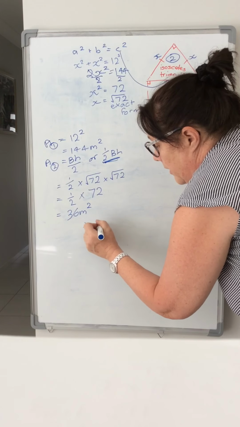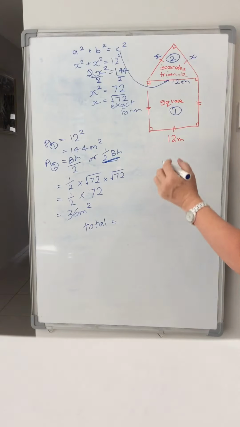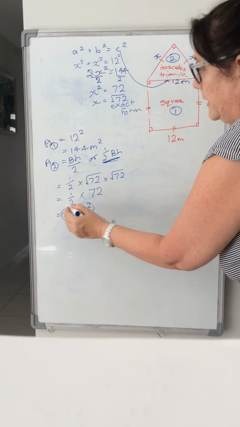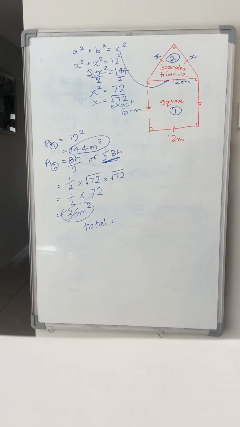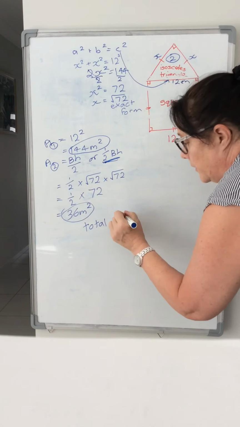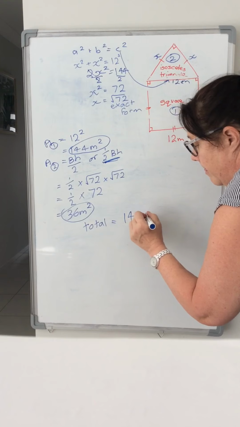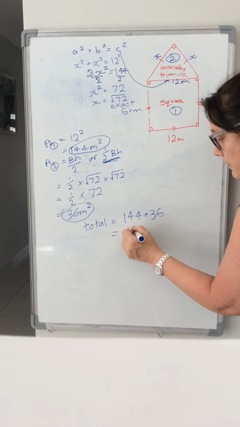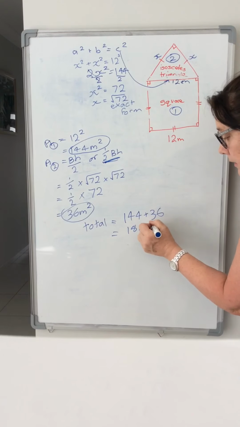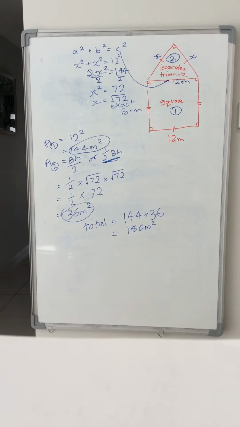So the total area is 36 metres squared plus the 144 metres squared. So adding those two together, and we end up with 180 metres squared. And that's example 3.